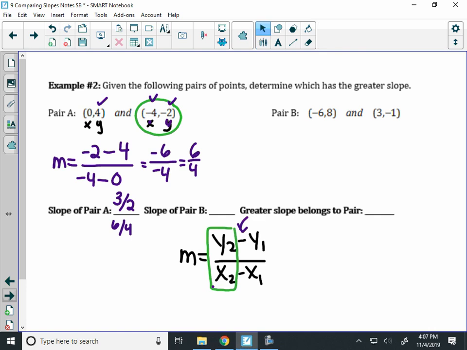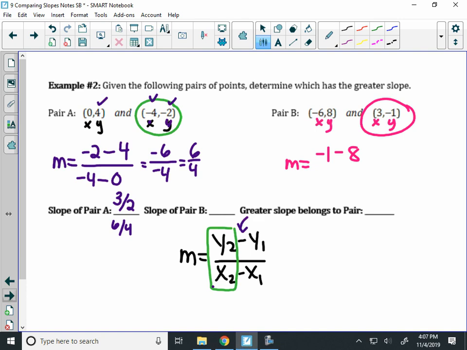Let's find the slope for the second guy here. Label x and y. So for my slope, I'm going to choose this point first on the right again. I'll do -1 minus 8 over 3 minus, now here's the tricky part, 6 is negative, so minus -6 again. When I simplify here, I get -9 over 3 minus -6 is positive 3. And -9 over 3 simplifies to be -3.